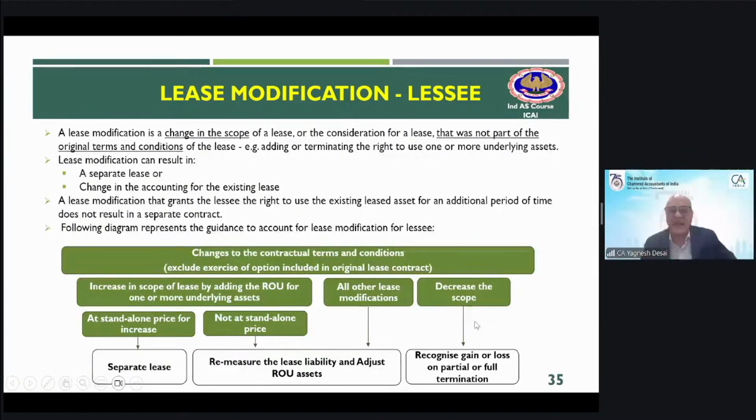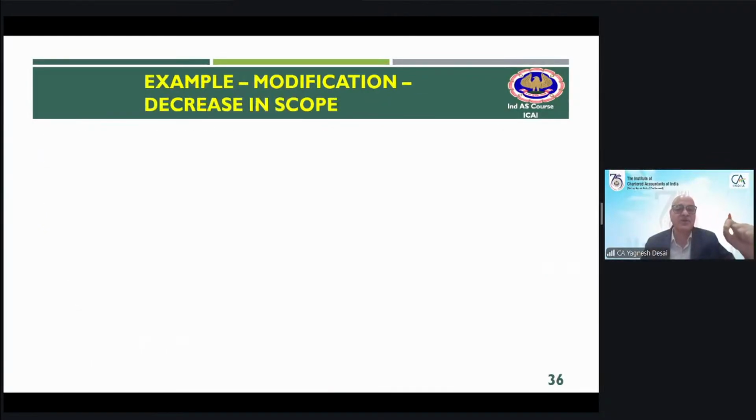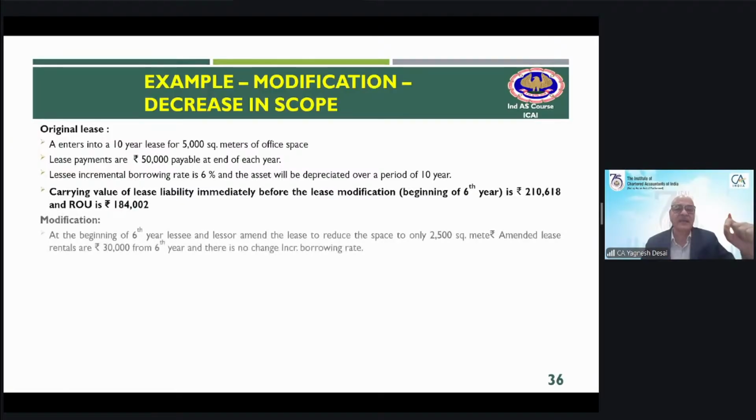As against that, if there is a decrease in the scope, recognize the gain or loss on partial or full termination. Full termination we have seen, correct? Your carrying value of the asset and obligation was different, and we recognize the difference in the profit and loss account. But here is going to be an example where the lease reduction is not full; it is partial. Decrease in the scope.